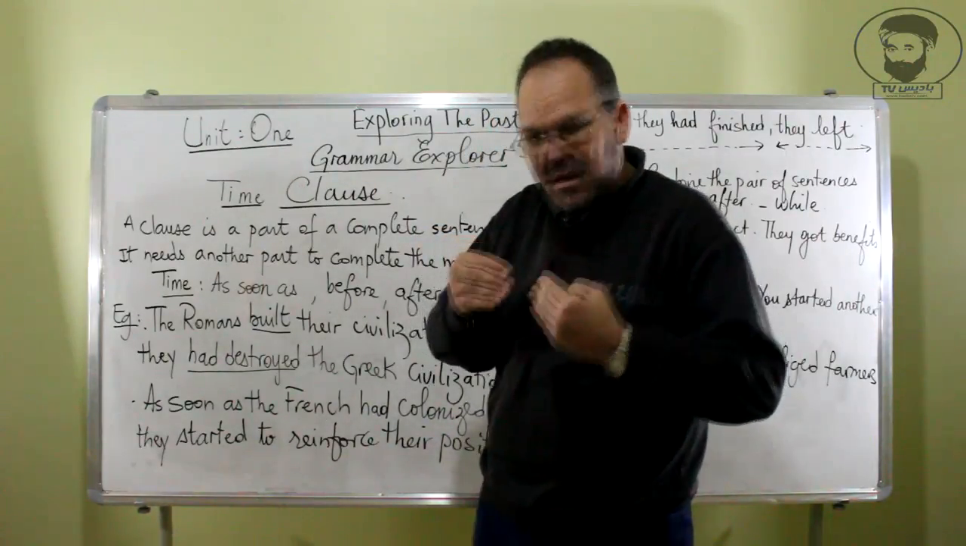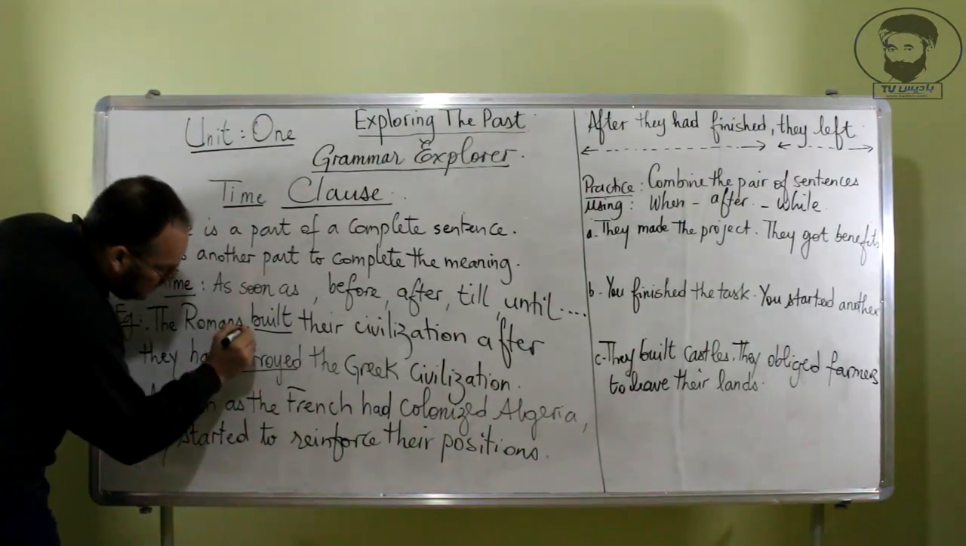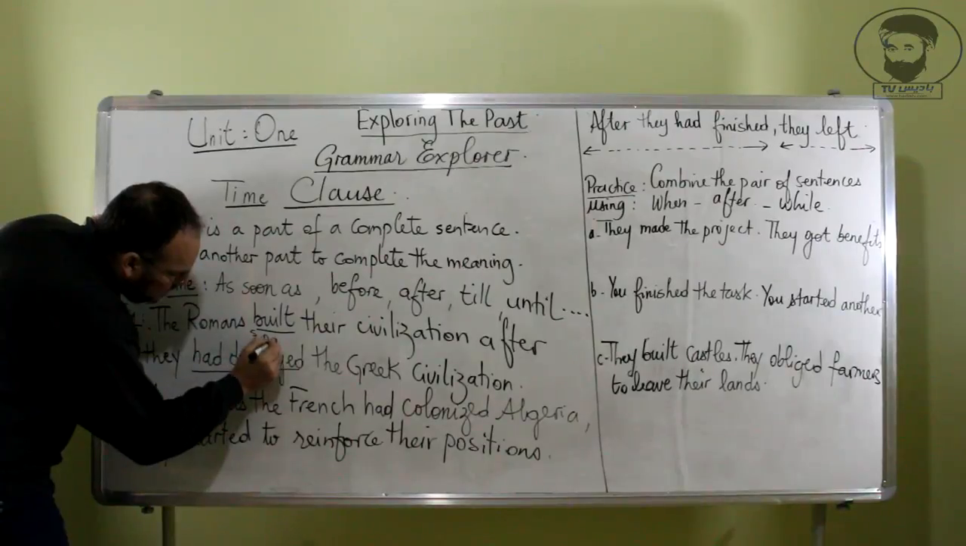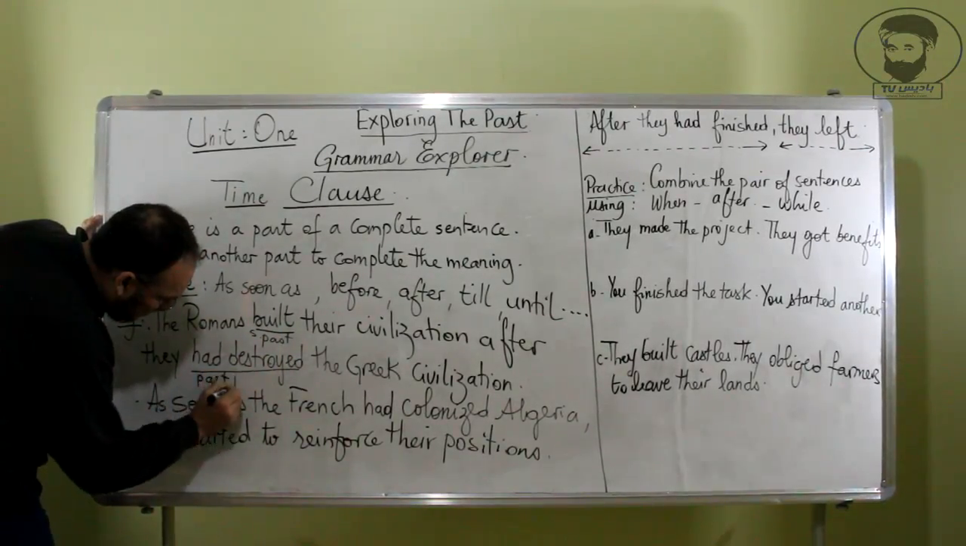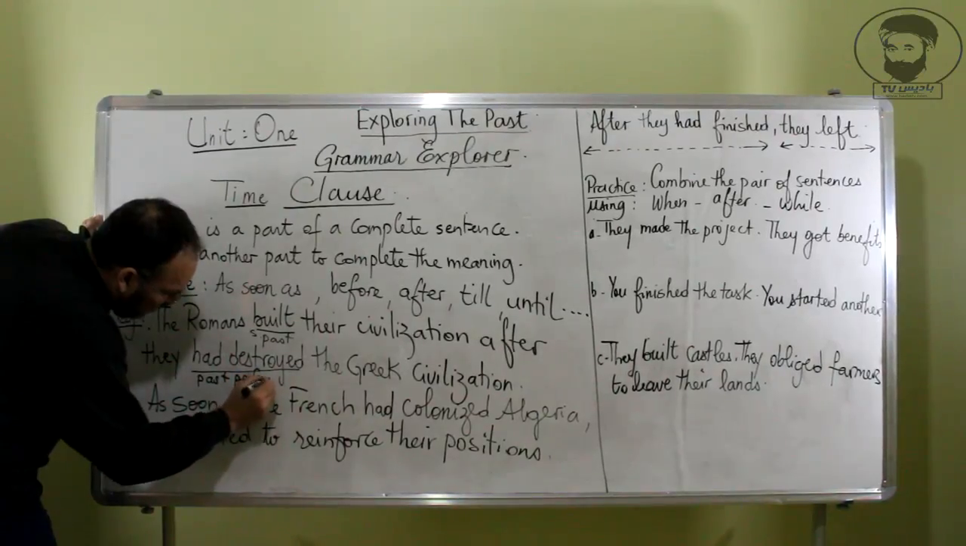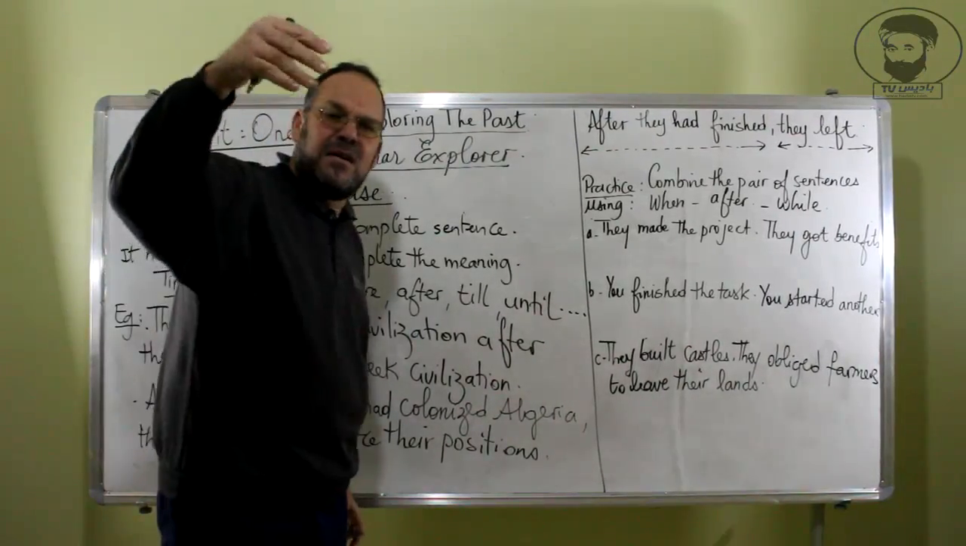So to make this clear, we are using two tenses here. One tense is in the simple past and one tense is in the past perfect. Now, what do we mean by the past perfect? It is a very far past in time.